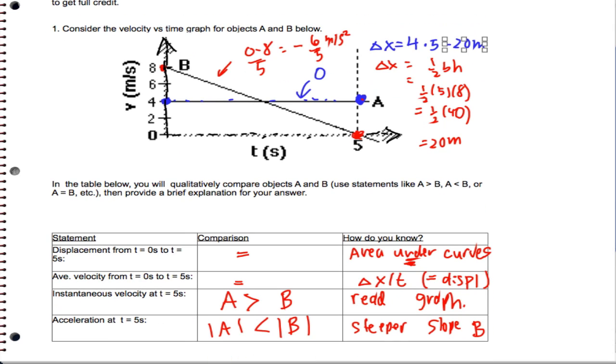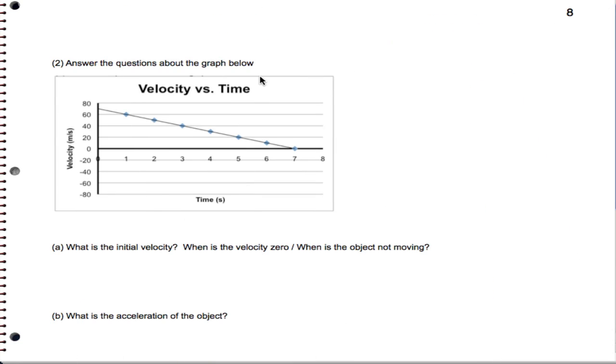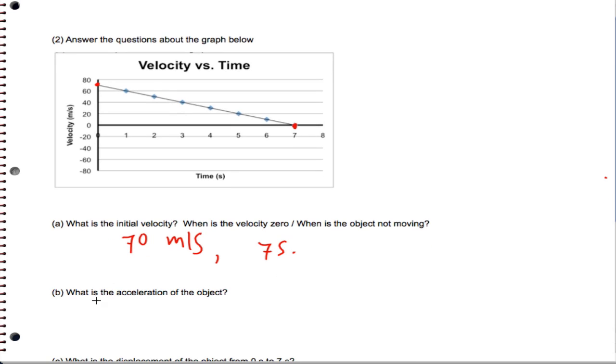Okay. Now, next question. We want to know the initial velocity on this graph. So we have a graph, we're going to analyze it, and let's get some calculations done. So we want to know the initial velocity. If I look on this graph, it's going to be 70 meters per second. When is it not moving? That happens at 7 seconds, okay? Now, what is the acceleration of the object? We get that from the slope.